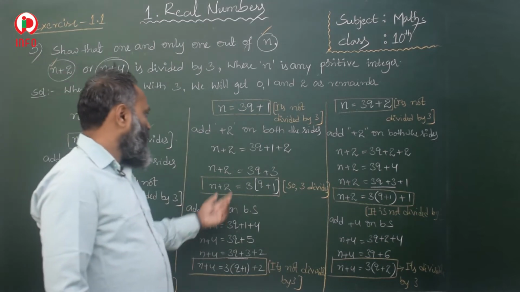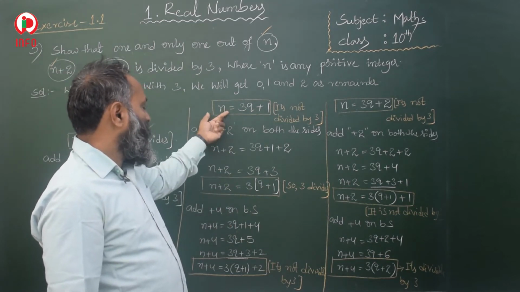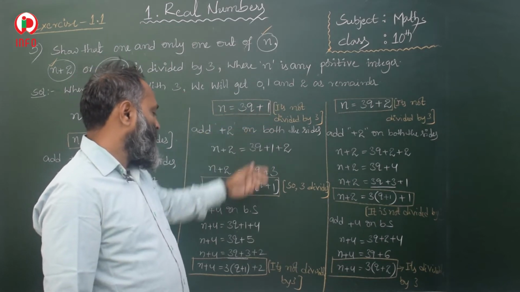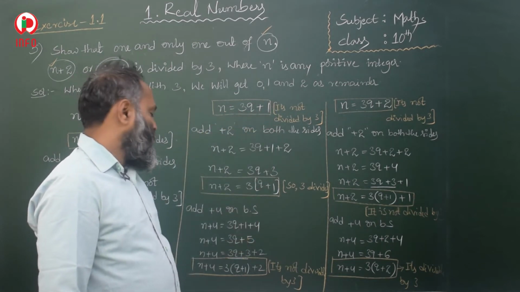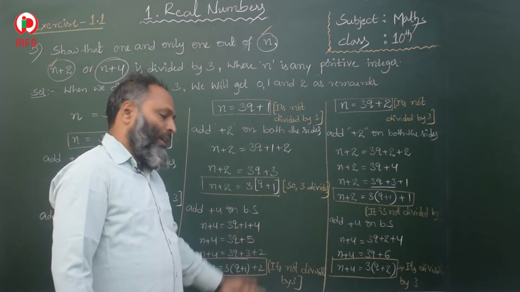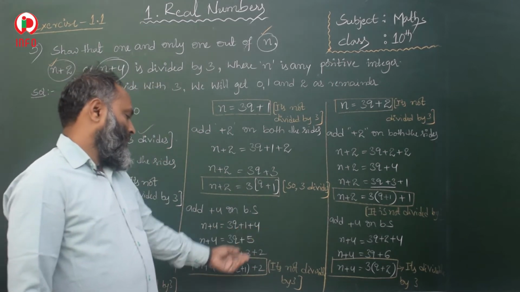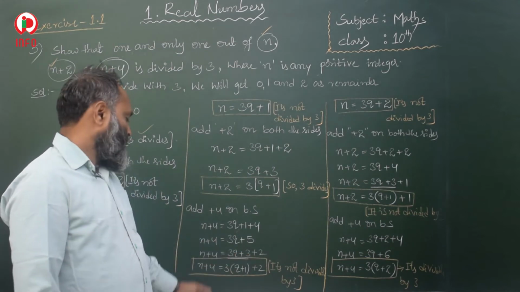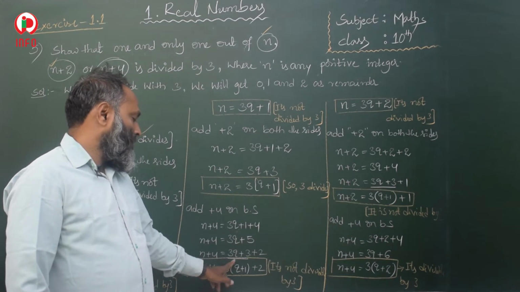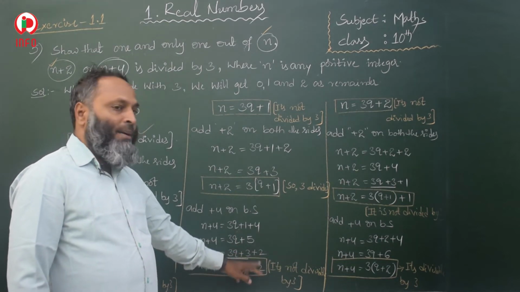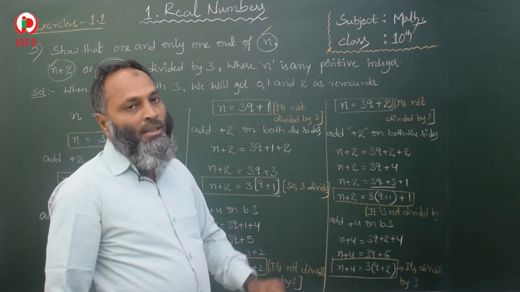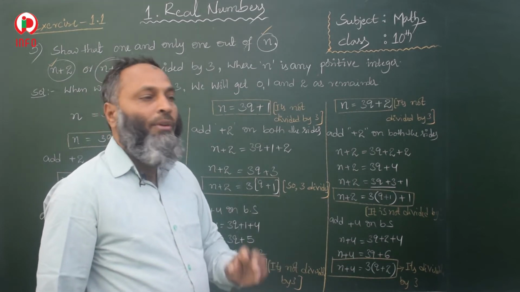Then here also, if you add 4 for the first equation, n plus 4 is equal to 3q plus 1 plus 4. N plus 4 is equal to 3q plus 5, since 1 plus 4 is 5. Again you split this 5 like 3 plus 2. Now for n plus 4, taking 3 as common, you are left with q plus 1 and plus 2. Here plus 2 is the remainder. When the remainder is 2, it is not divided by 3.